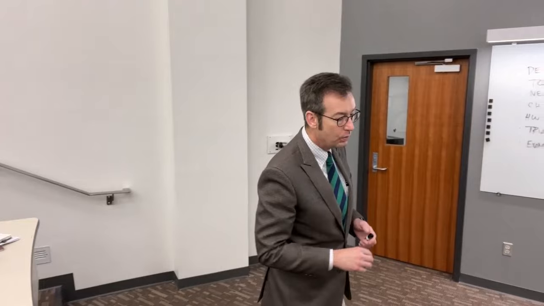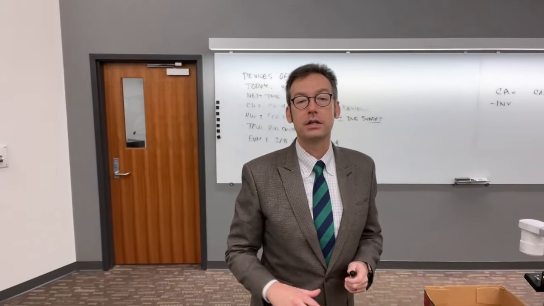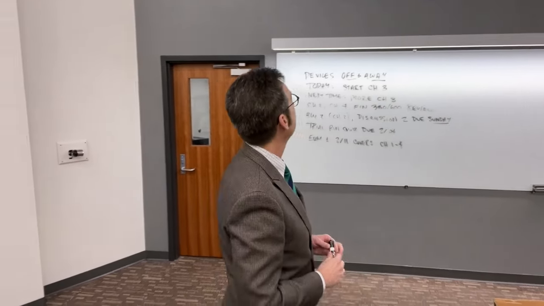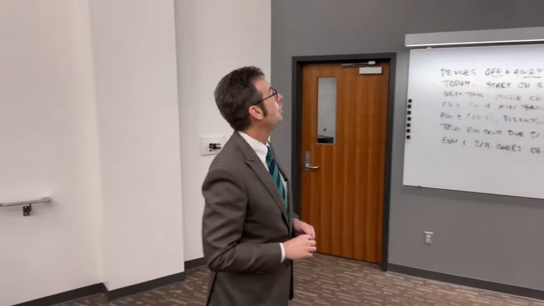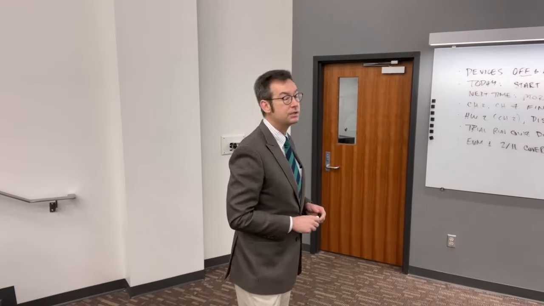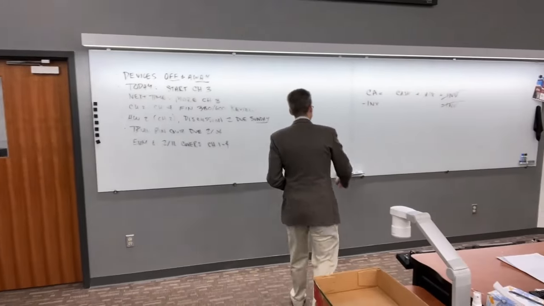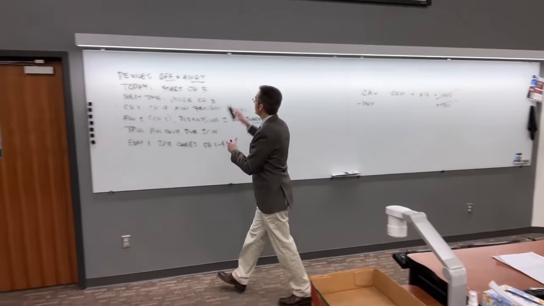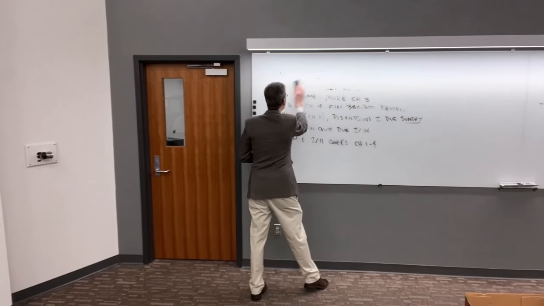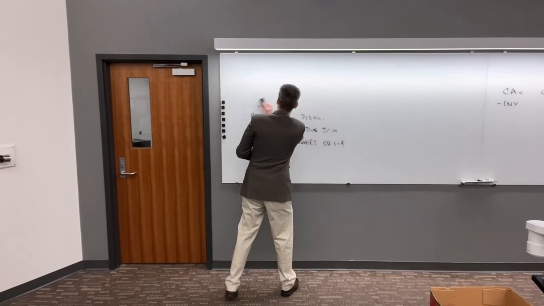Now, what about the equity multiplier? This is usually what we're talking about when we talk about the quintessential measure of leverage. It's the equity multiplier, and that is total assets over total equity. But a fun thing to know is that total assets over total equity is actually equal to 1 plus the debt to equity ratio. And I'm going to prove that to you right now.